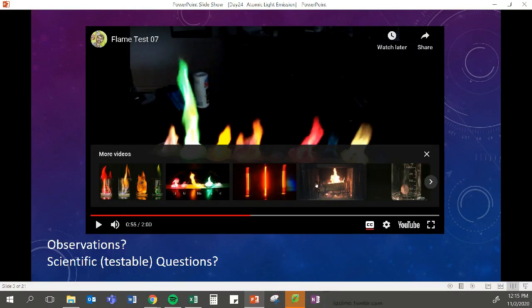So we're going to be exploring this idea of these elements giving different colors, and we're going to explore that in the next several lessons.